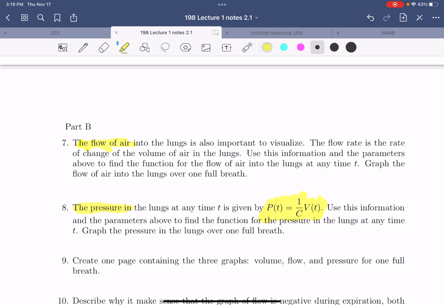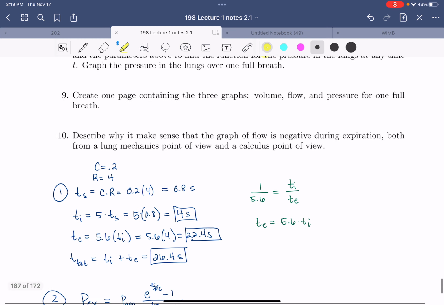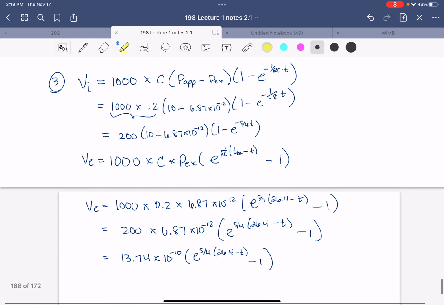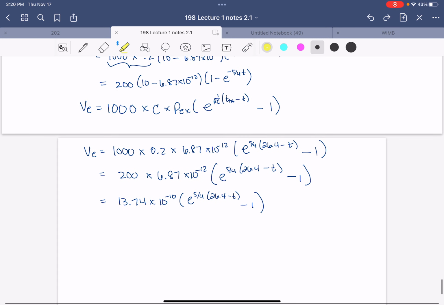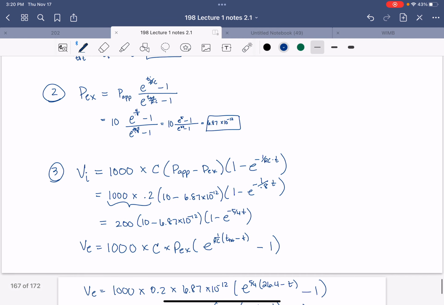Number 7, the flow rate is the rate of change of the volume in and out of the lungs. So anytime we see rate of change, we should be thinking derivative. So if I want to find the flow, I want to take the volume and take the derivative of the function. Now this might be a little tricky. So this is number 7. So let's take a look at it real quick. We'll write down 7 and 8 and then we'll call it a day.